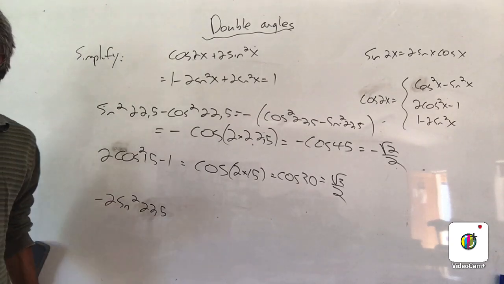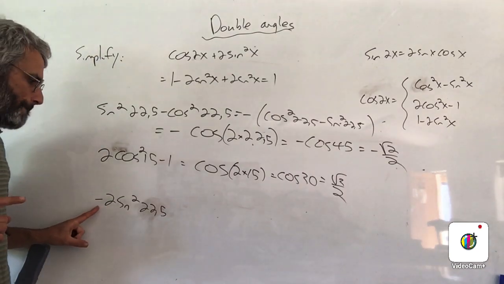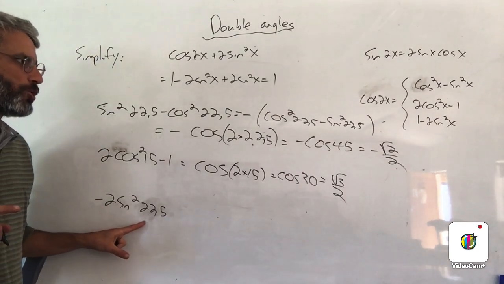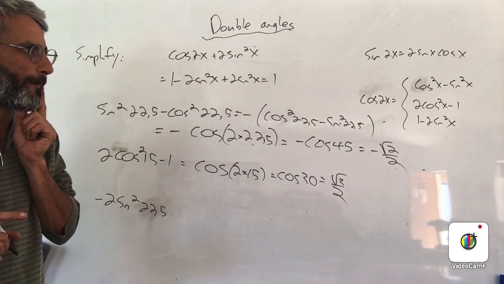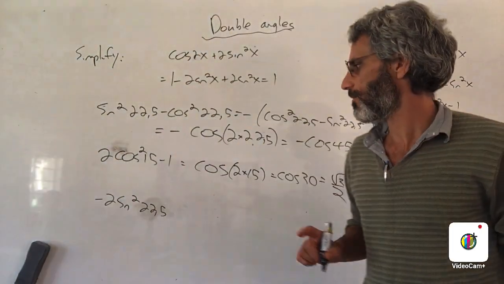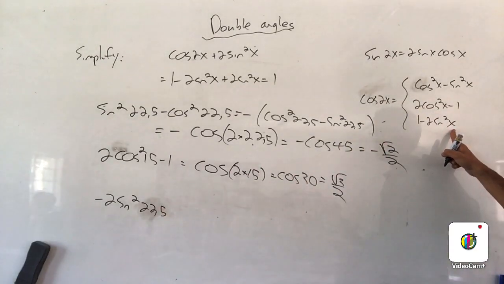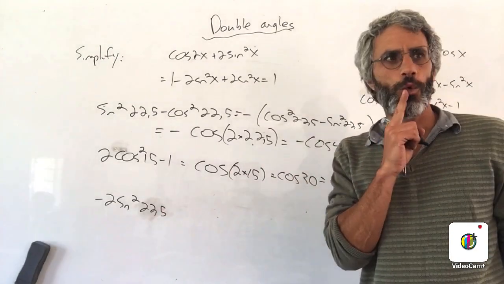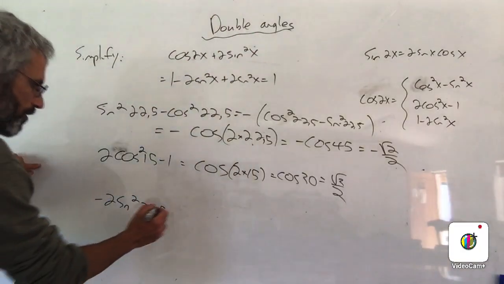The last one is a little bit more difficult. I'm just going to leave it for you. I've got minus 2 sine squared 22.5. Which formula are we going to look at? But what's the problem? We've got the minus 2 sine squared, and there's no 1. So what shall we do? I'm just going to leave it, see if you can come up with the right answer.